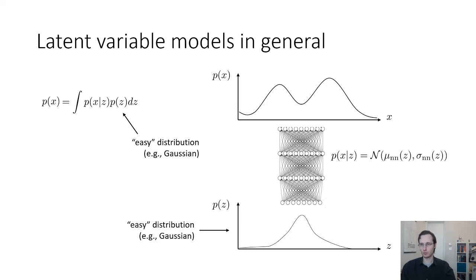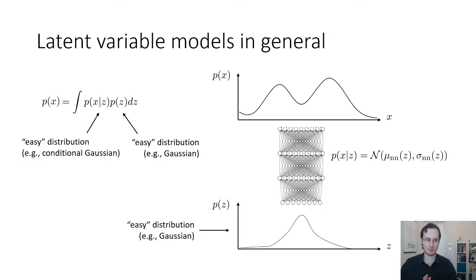So I have an easy distribution over z and an easy distribution over x. But the distribution over x is a complicated function of z. But that's okay because that function is deterministic. Right? The mapping from z to mu and the mapping from z to sigma, these are just deterministic functions, and we know how to represent deterministic functions. We do that with neural nets.